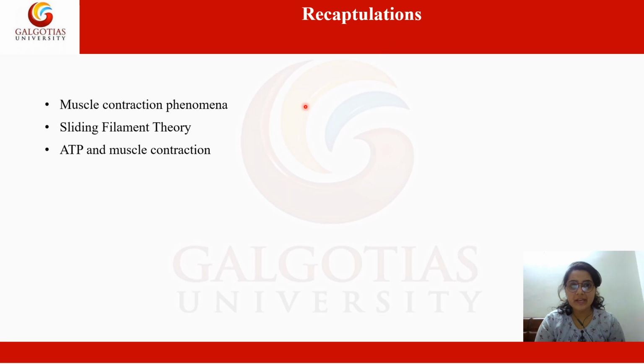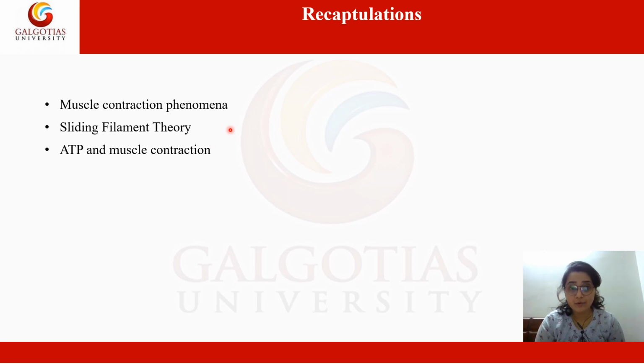Recapitulation. Now recapping what we studied last time. We discussed the muscle contraction phenomena, in which we covered the thick and thin filaments, the sarcomere, and the various zones of a muscle and a sarcomere. We also discussed the sliding filament theory, which states how actin and myosin, or thin and thick filaments, slide and glide on one another, causing muscle contraction and retraction or relaxation.